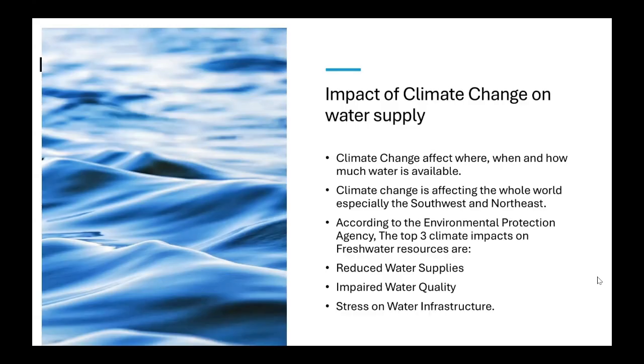In other words, climate change is reducing snowpack and groundwater supplies while increasing the water demand, leading to diminished and less reliable water resources, especially in the west of the United States.